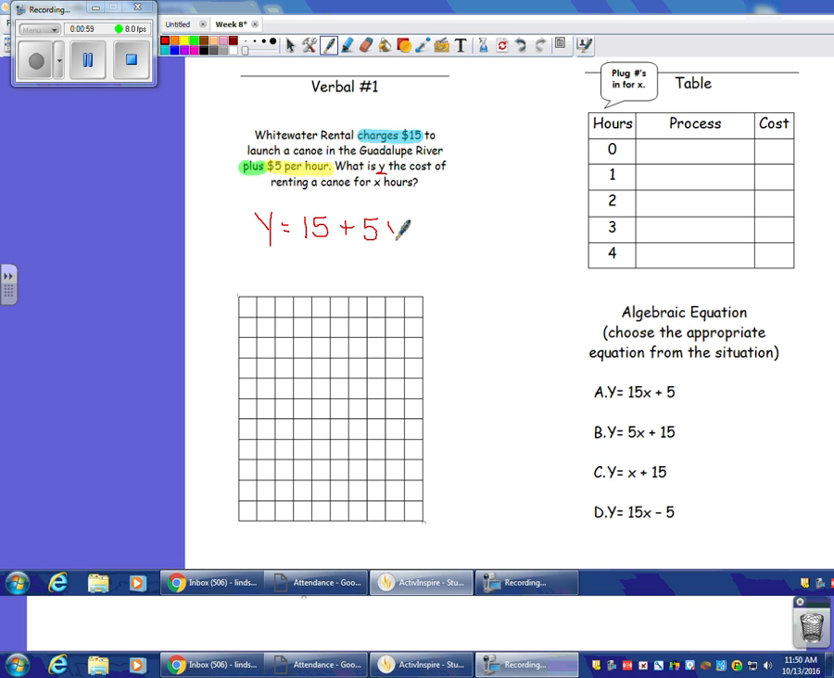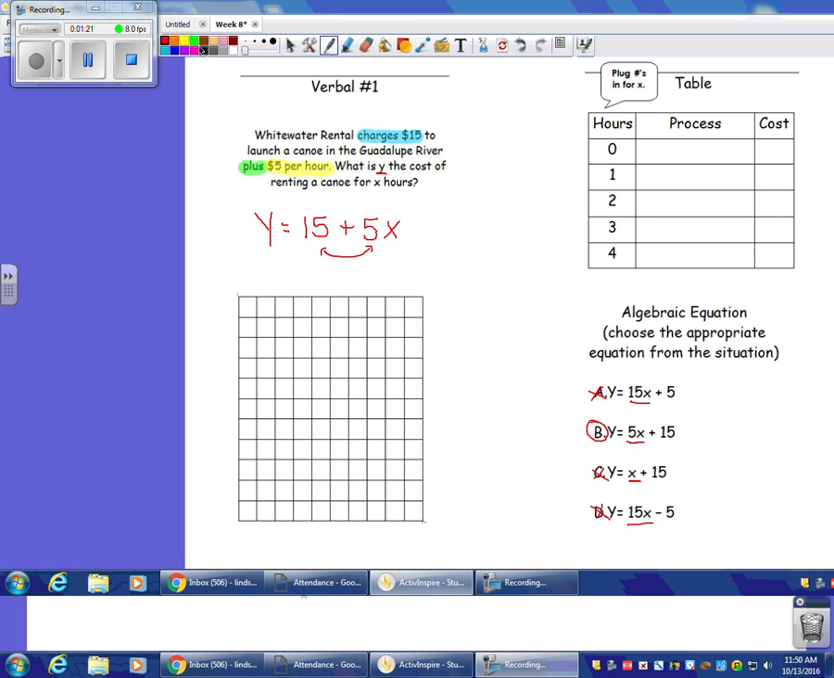Now we're going to look down here to figure out which one of these equations fits with ours. And if you look, we flip-flopped ours. If you flip-flop those back, you can see that B is the only one where 5 is associated with the x. This one, x is with 15. This one, x is all by itself. And this one, x is with 15 as well.